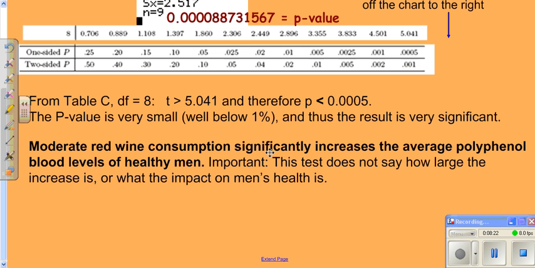So we would say it is statistically significant that the polyphenols on average increase with the drinking of your red wine. So when it's statistically significant, it's too large of a change to be due to chance.